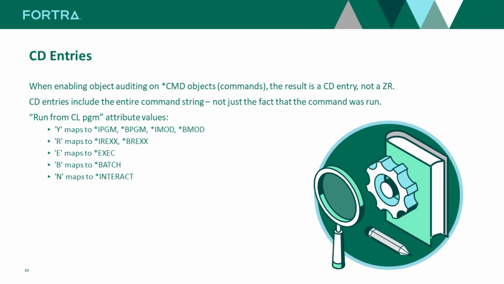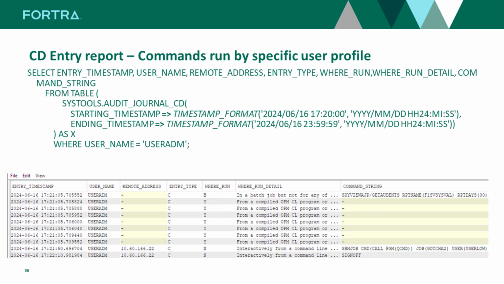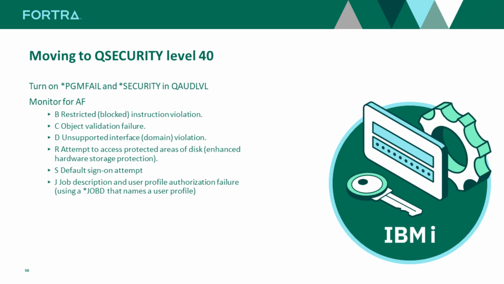So if we want to talk about noise and things that can take up space in your audit journal, I talked about object auditing, right, which is going to be those ZCs. We also have ZRs. CD entries can also be super noisy. So I caution you on what profiles you turn these on, but it is super useful. So when I look at what commands my elevated users are using, I can see what they're running on the command line versus through programs and make sure that those are appropriate. And it'll show me the full command string along with what parameters they passed with it.